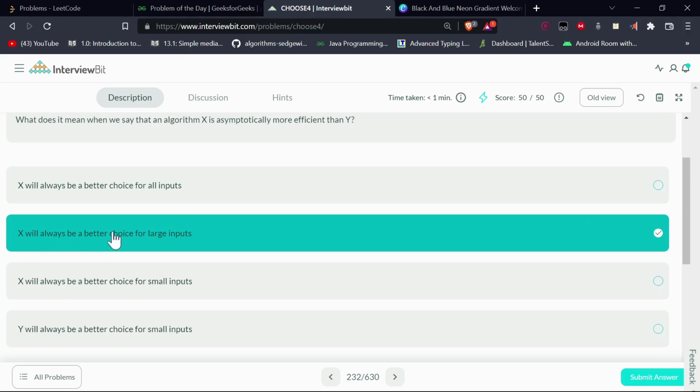So X will always be the better choice for larger inputs. Because if a function is growing rapidly compared to other functions, even though its value may be less for initial values, as it is growing faster, it is definitely going to beat the other function and be greater than it. So the function which grows more slowly is the efficient function.